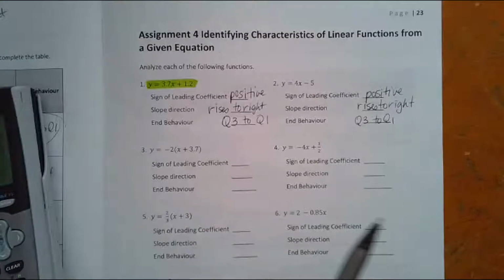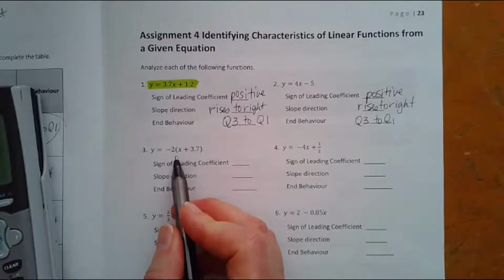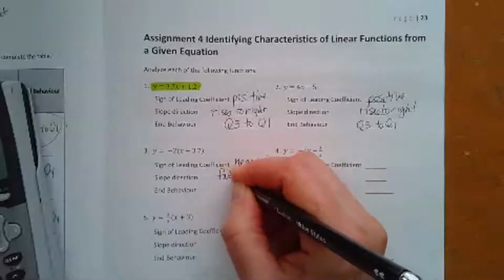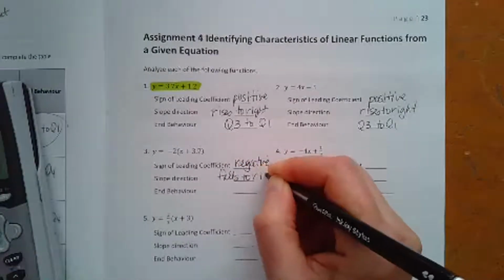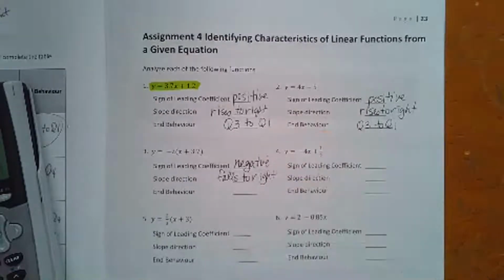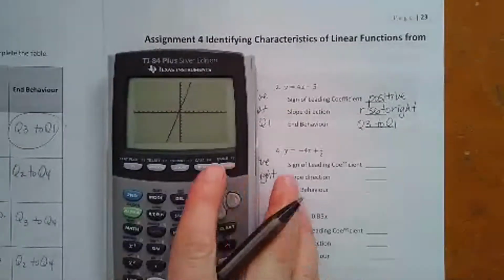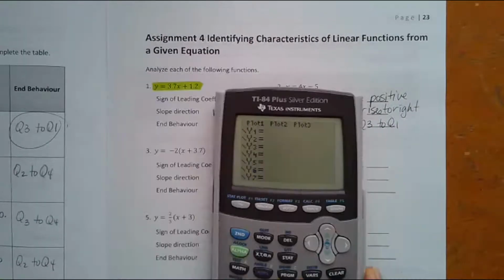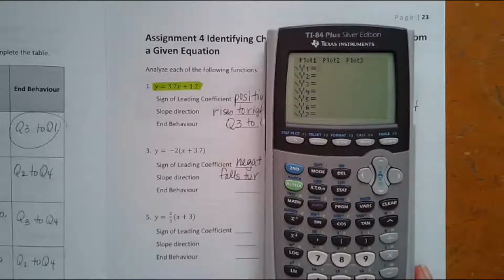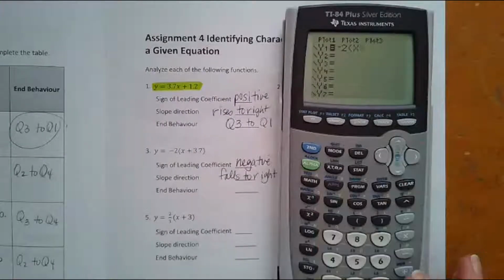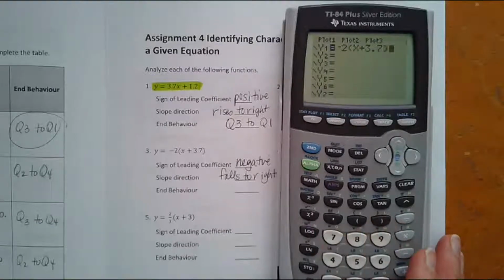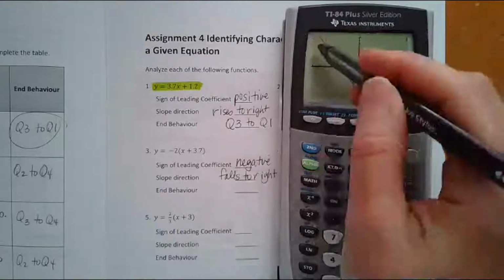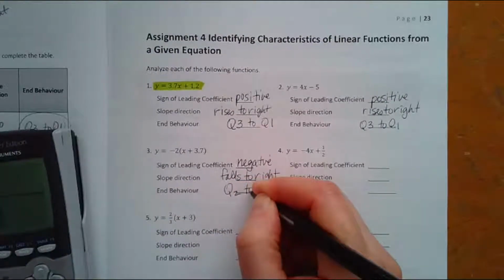Now with this one, if I multiplied through, I would get a negative 2x. Whatever number is negative 2 to 2x falls to the right. The end behavior, well, let's take a look at this one. I'm going to do a fast clear, just like this. Not really what I recommend all the time, but it saves a bit of time now. Remember, your negative sign is x plus 3.7, close bracket, and then I press graph, and sure enough, it's coming down, quadrant 2 to quadrant 4.